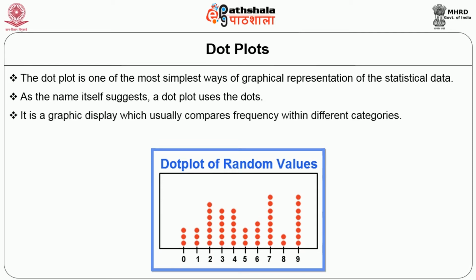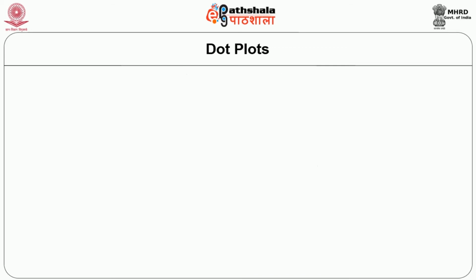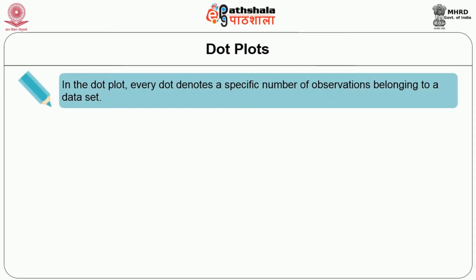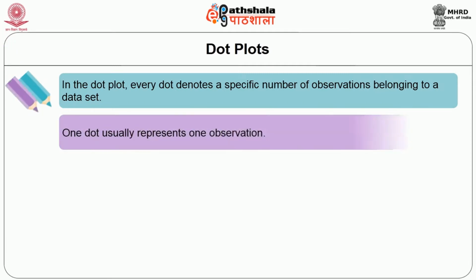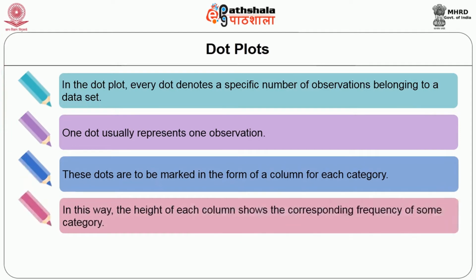It is a graphic display which usually compares frequency within different categories. The dot plot is composed of dots that are to be plotted on a graph paper. In the dot plot, every dot denotes a specific number of observations belonging to a data set. One dot usually represents one observation. These dots are to be marked in the form of a column for each category. In this way, the height of each column shows the corresponding frequency of some other category.